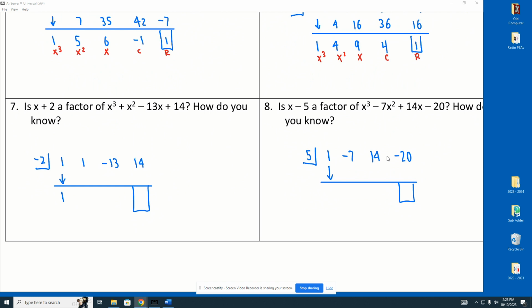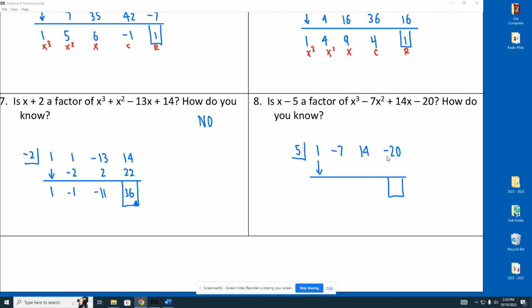Negative 2 times 1 is negative 2. 1 minus 2 is negative 1. Negative 2 times negative 1 is positive 2. 2 minus 13 is negative 11. And negative 2 times negative 11 is a positive 22. And 14 and 22 combine to get 36. That is not a remainder of 0. So is x plus 2 a factor? No chance. It is not. Okay? The remainder is not 0.